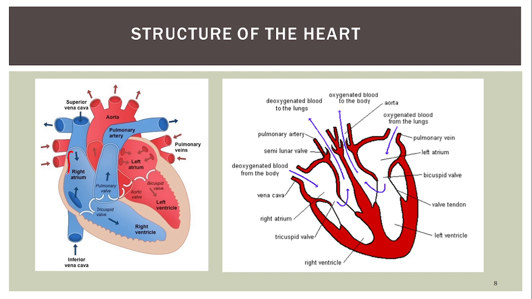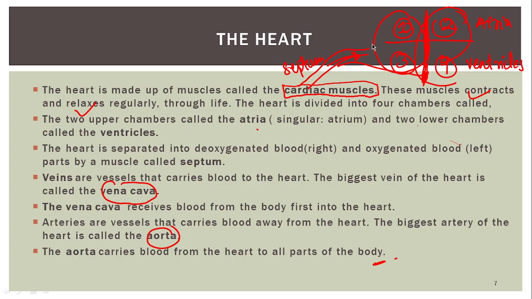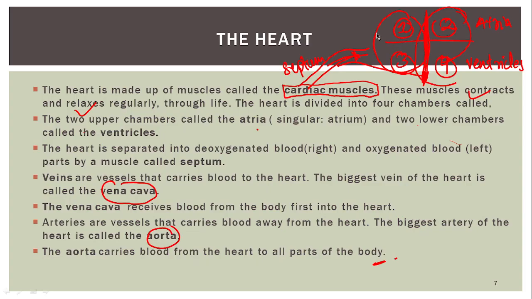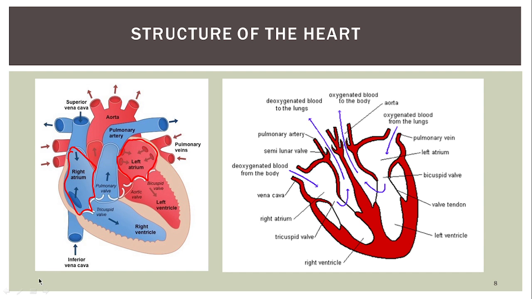So this part is called the right atrium, and this is our left atrium. We even looked at it here. See? So this part, number 1 is our right atrium and number 2 is our left atrium, right? Then our number 3, which is our right ventricle, and our number 4, which is our left ventricle.